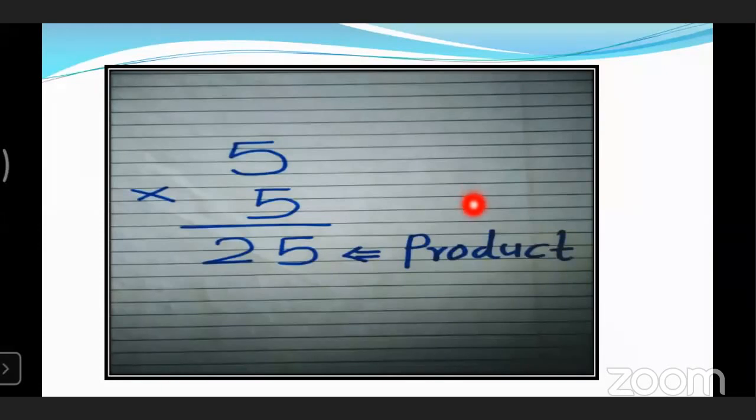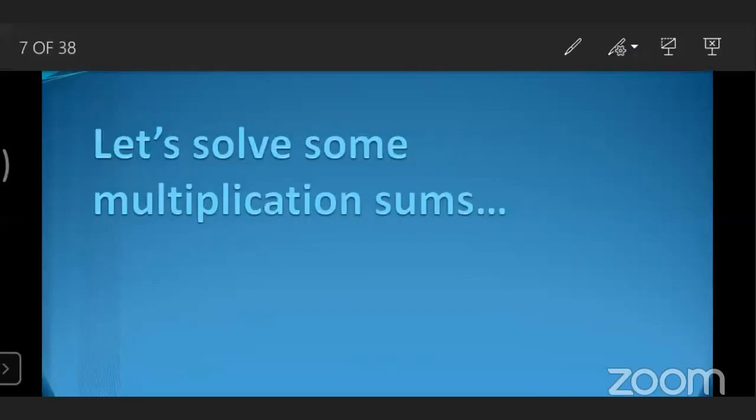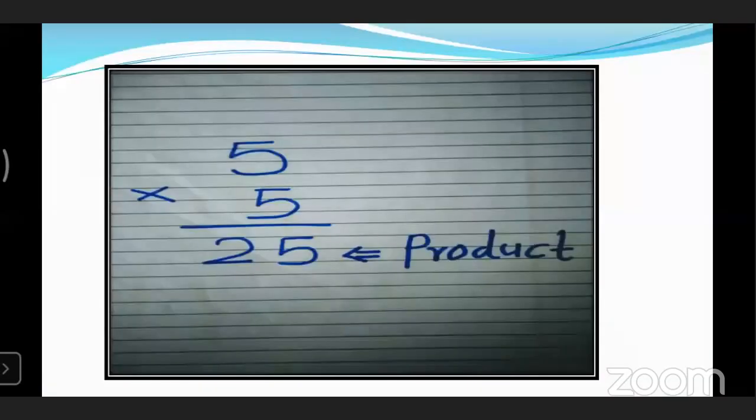Very good. Let me ask some oral question, very simple question to all of you. Those who know, they can answer me. What will be the product of 3 multiplied by 3? Yes, very nice. 3 multiplied by 3 is 9. 9 will be the product, right?